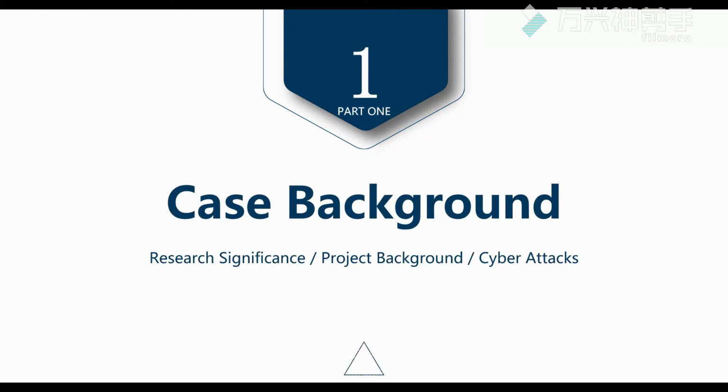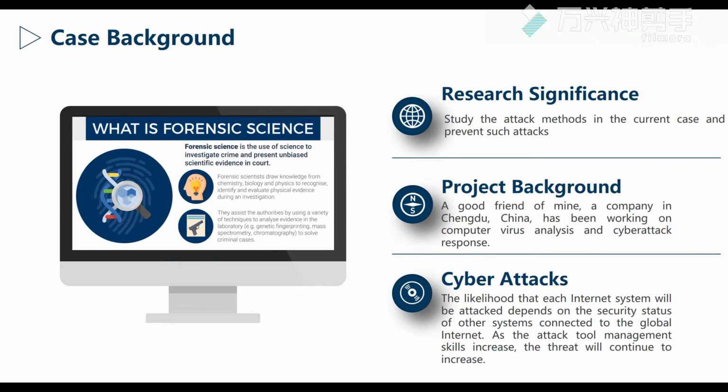So the first part is about case background, including research significance, project background, and cyber attacks. The research significance is to study the attack method in the current case and prevent such attacks. The project background is that the internet server of a company in Chengdu, China, was attacked by unknown people. The cyber attacks are mainly internet system attacks that depend on security. So that's about the case background.